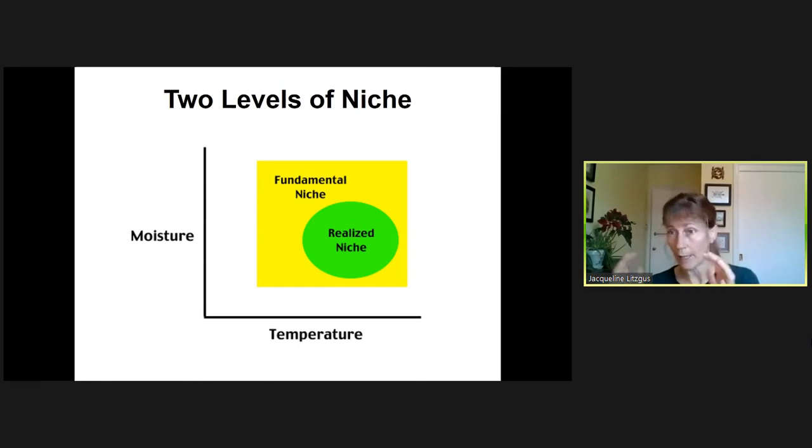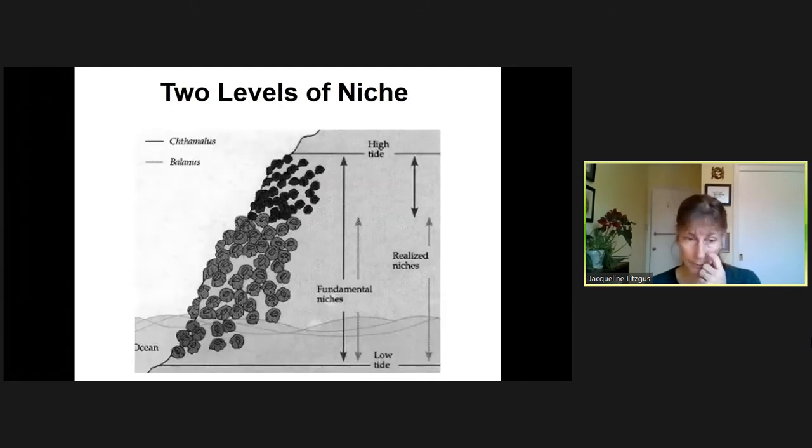So these biotic factors tend to shrink the species down into its realized niche from its fundamental niche. Okay, so here's an example. This example shows two species of barnacles that grow on different parts of rocks in the intertidal zone, right? So here's the ocean, here's the high tide mark. So we have this rock face, and we have these two species of barnacles that live here.